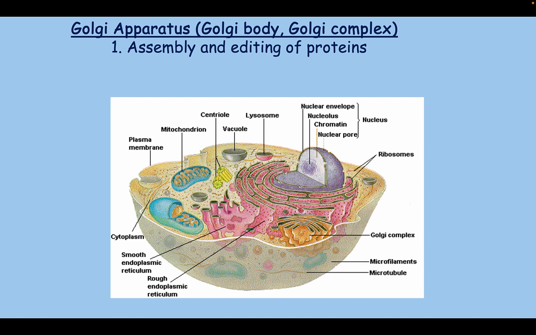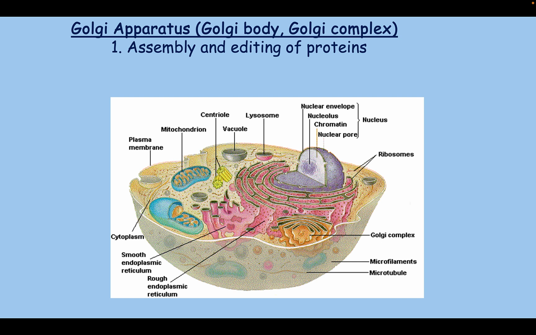So I may ask you to trace the path of a protein, and you would say, well, it goes from the nucleus to the ribosomes on the rough endoplasmic reticulum, then through the smooth endoplasmic reticulum, then to the cis face of the Golgi apparatus, to the trans face of the Golgi apparatus, and then to the plasma membrane or to the cytoplasm. So again, let's take this a little bit slower so that you have time to write it down. The path of protein production starts in the nucleus.